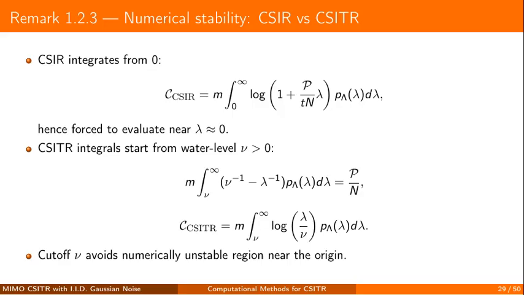There is also an important structural difference between the CSIR and CSITR integrals. The CSIR integral extends from zero, so it is forced to evaluate the oscillating eigenvalue density right at the origin, where numerical instability is worst. The CSITR integrals, by contrast, start at a strictly positive water level, determined by solving a root-finding equation that sets the total transmit power. Because this cutoff is above zero, we never have to evaluate the integrand in the unstable region. That is why CSITR integration is much more robust than CSIR integration. Water filling not only adapts the power, it also, as a side effect, shields us from numerical trouble.